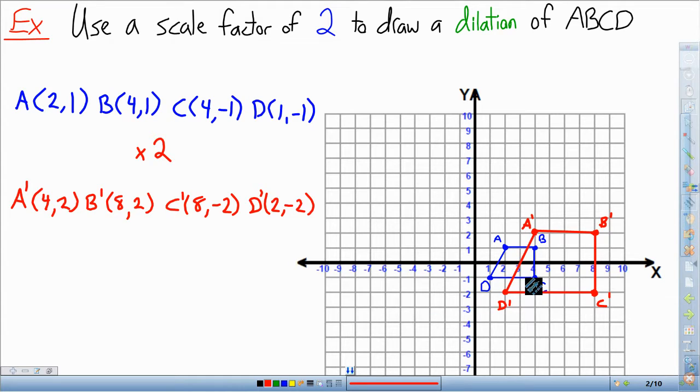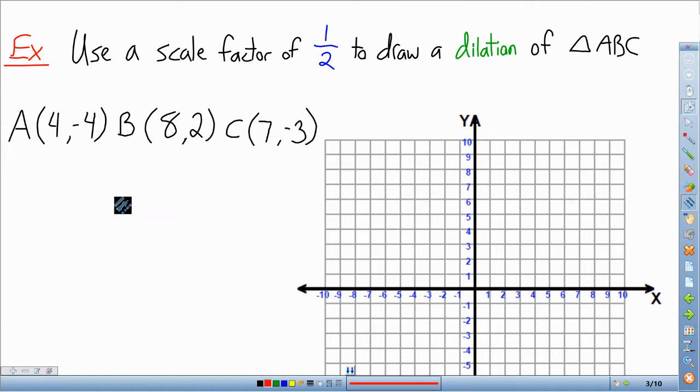We've created a similar figure or a similar polygon. Technically, this is a quadrilateral. All right, so yeah, that's the idea of this lesson. You'll see we're going to use the fact that they're similar to find missing points on one of these. But for now, we're just going to practice doing some dilations again.